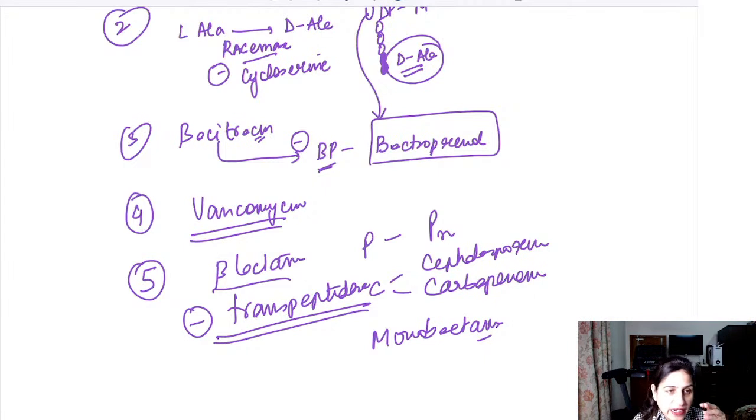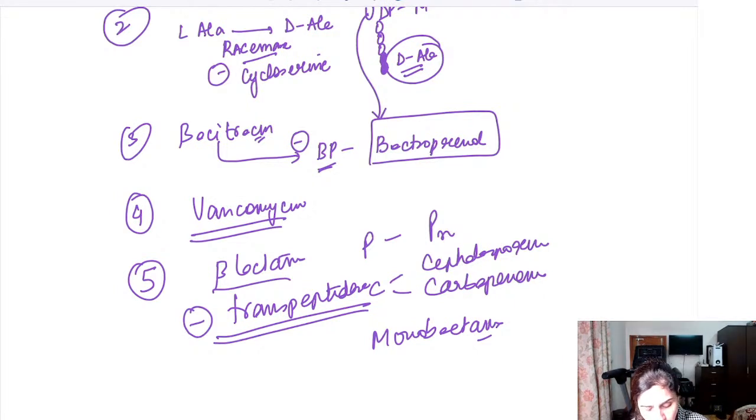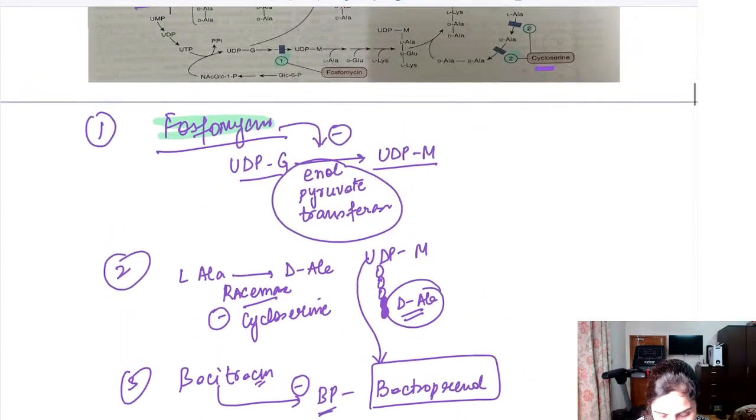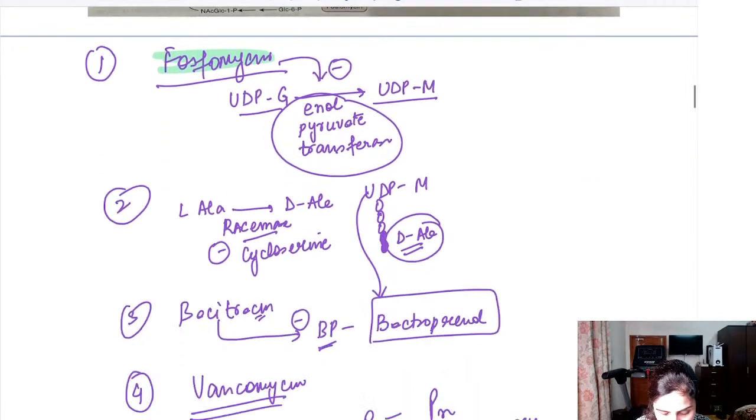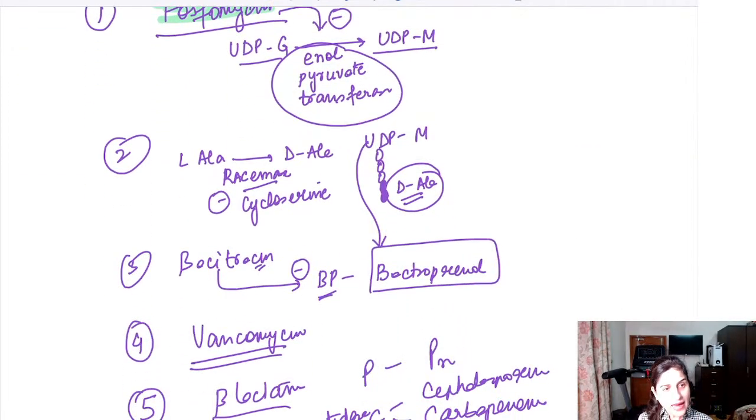So the wall will be very weak if they are not cross-linked with each other, they won't connect. That connection is made with the help of an enzyme, transpeptidase, and therefore beta-lactams inhibit the enzyme transpeptidase. So this is the mechanism of all of them: phosphomycin, cycloserine, bacitracin, vancomycin, and then beta-lactam antibiotics.